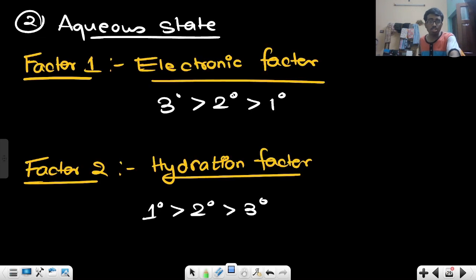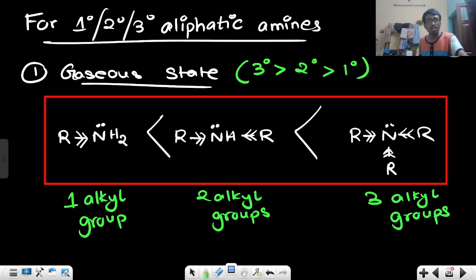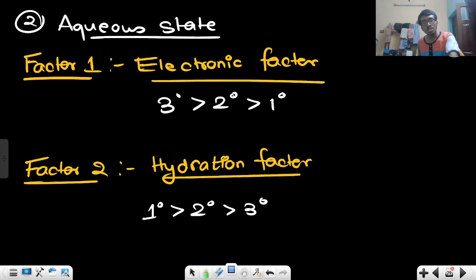Alright, so let me just repeat everything. If it is in gaseous state, then we will simply check who has more number of alkyl groups based on which the order is coming: 3 degree, then 2 degree, then 1 degree. If it is aqueous state, then the problem is with factor number 2, that is hydration factor. Hydrogen bond formation is happening, so order is 1 degree, 2 degree, 3 degree.